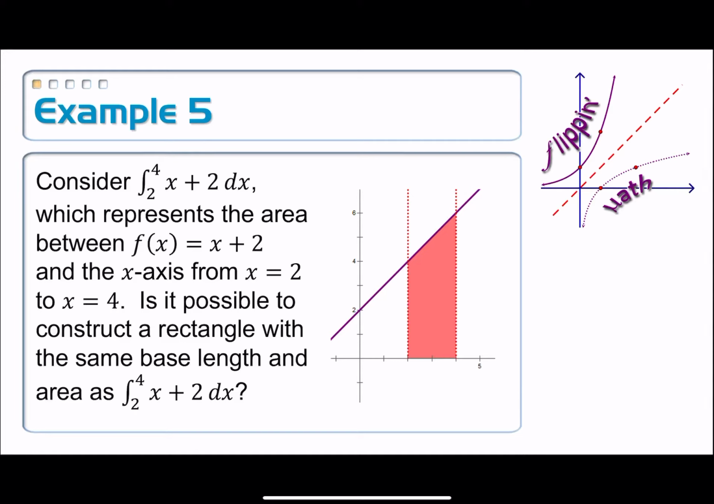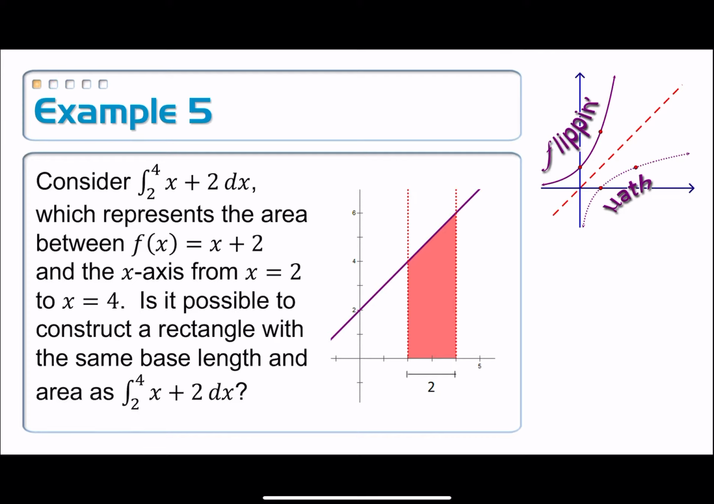In example 5, consider the definite integral from 0 to 4 of x plus 2 with respect to x, which represents, of course, the area between this function, x plus 2, and the x-axis in between x equals 2 and x equals 4. Notice that it traces out a trapezoid there. The actual question is: is it possible to construct a rectangle that has the same base length, which looks like a 2, and the same area as this definite integral?